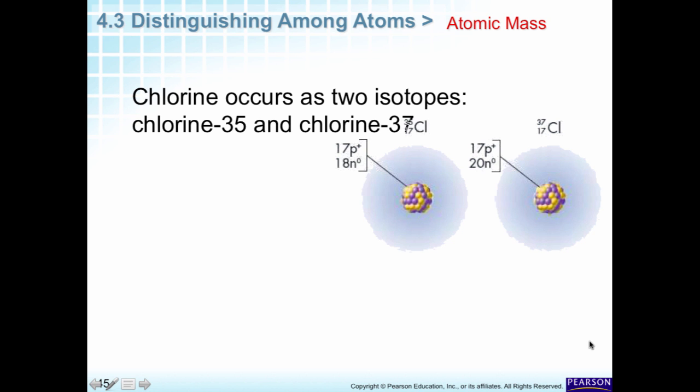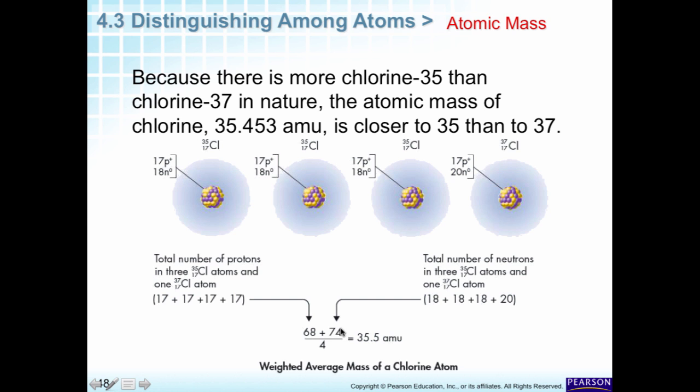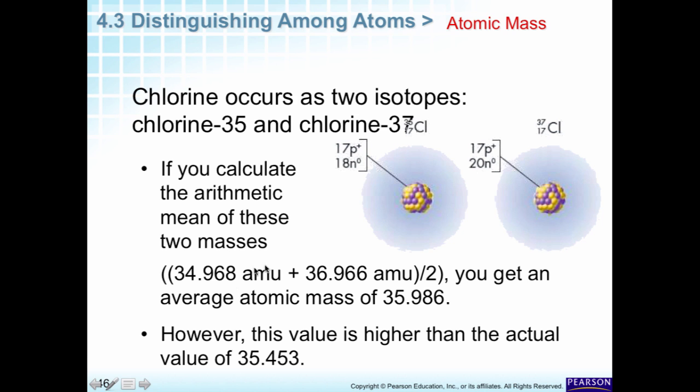So here we have our chlorine example. We have to know the natural percent of each of those, which we see on the table. So chlorine-35 is approximately 75%, so it's mostly chlorine-35 and only about 24% chlorine-37. So what we have to do is, we can't just add them up like this. Okay? We can't say, okay, well, we have two isotopes, we add them together, and we end up with 35.986, but the value we actually get on the table is 35.453. Something isn't right.